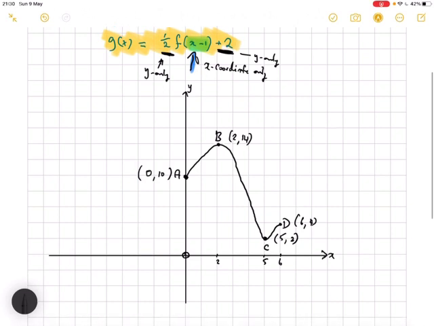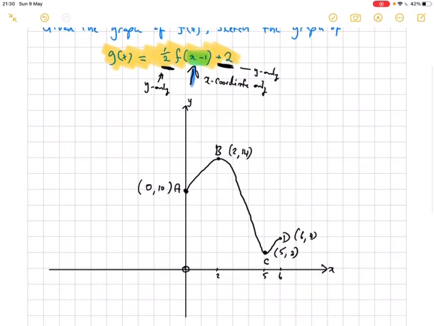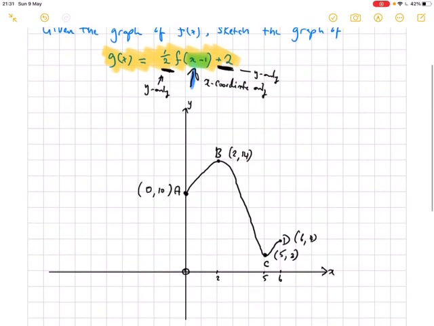In this case, we have x minus 1, so this will represent a horizontal shift by 1 unit to the right. So in practice, this means for all our points A, B, C, and D, we will add 1 to the x coordinate when we're dealing with this particular part of the transformation.